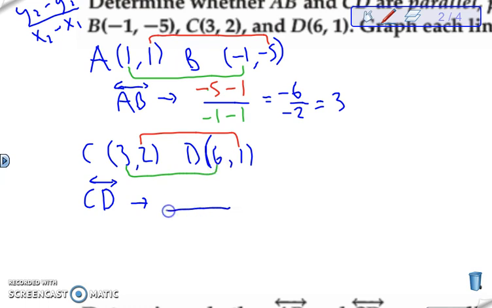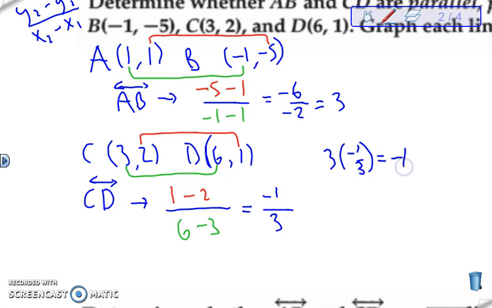So if I make my fraction, I'm going to do 1 minus 2, again connecting the two y's. And then on the bottom, we'll do 6 minus 3, again connecting the two x's, and then simplify. So 1 minus 2 gives me negative 1. 6 minus 3 gives me 3. And so to compare, 3 times negative 1/3 is equal to negative 1.